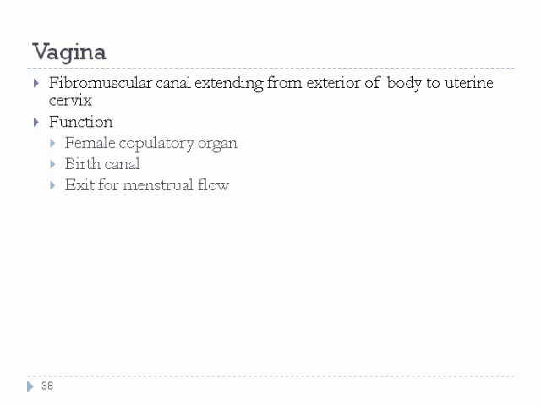So the cervix opens into the vagina. The vagina extends from the exterior of the body to the uterine cervix, to the opening of the uterus. It is the exit for menstrual flow. It is the entrance for sperm. It is the female copulatory organ, and it forms the birth canal.